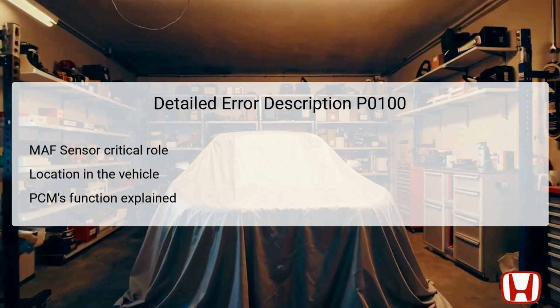The mass airflow MAF sensor plays a critical role in engine management. It measures the mass of air entering the engine, allowing the powertrain control module PCM to adjust the fuel injection accordingly. It's located in the intake pathway, right after the air filter, and is essential for maintaining an optimal air-fuel ratio for combustion. The PCM uses the data from the MAF sensor to make real-time adjustments to the engine's operation, ensuring that fuel is burned efficiently.